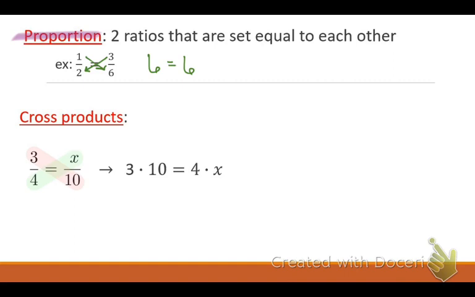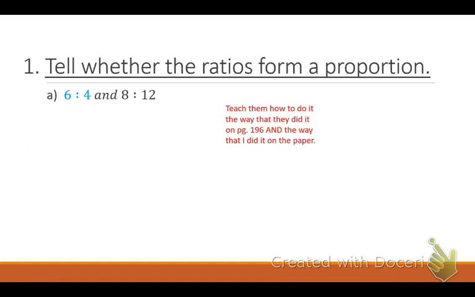We see the cross product method displayed here in the 3 times 10, and then the 4 times x. What we'll learn mainly in 5.4 is how to actually solve these. Actually, we're going to do one today. All right, so let's look at our first example. It says, tell whether the ratios form a proportion.